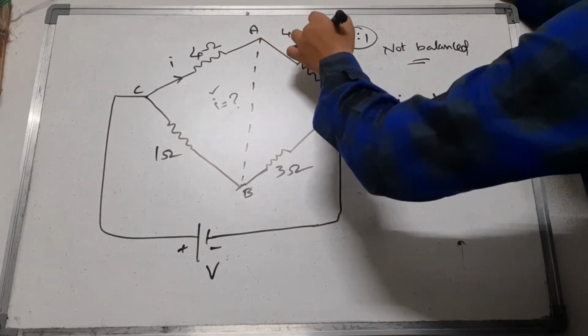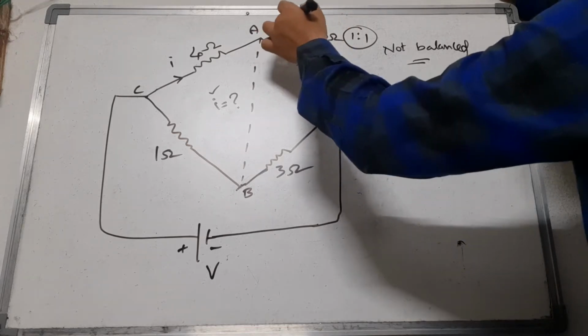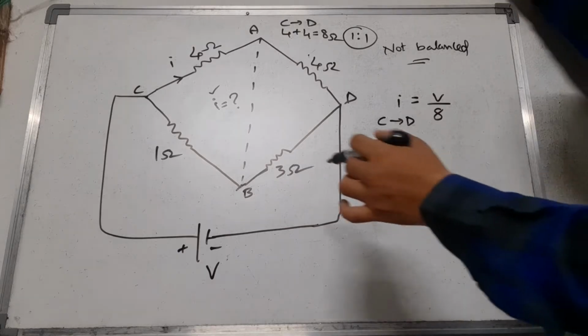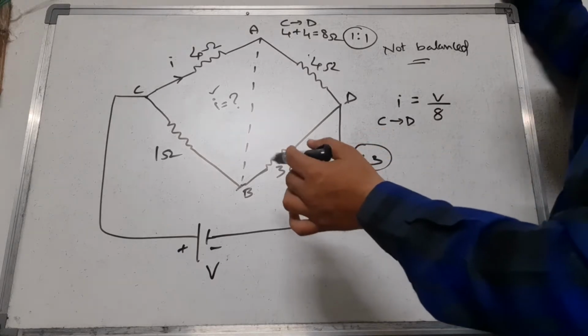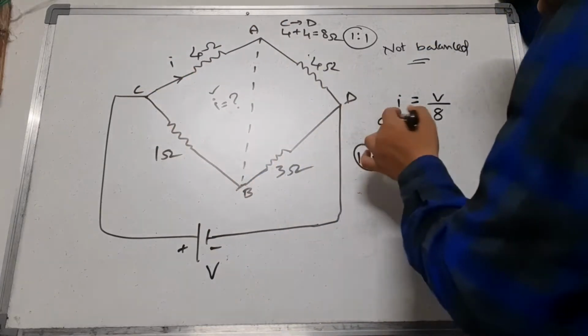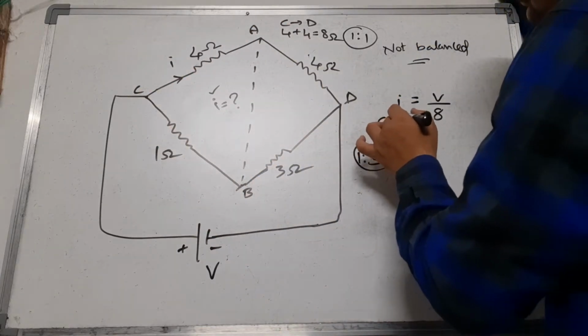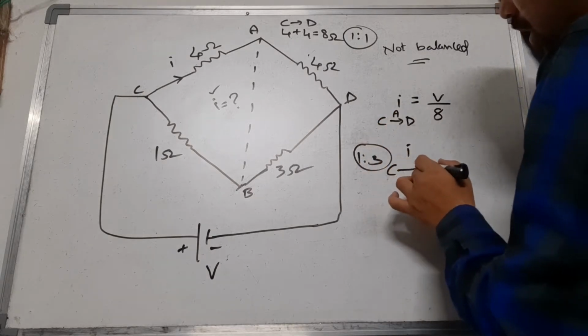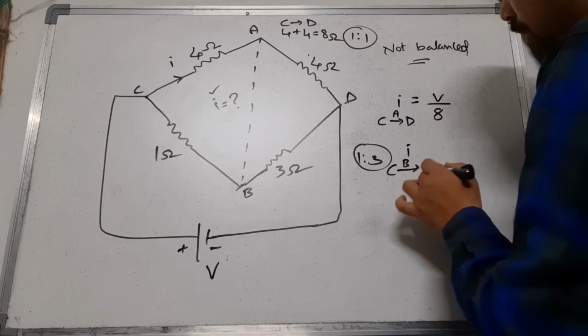4 plus 4 is equal to 8 ohms. That is C to D. The resistance from C to D is 4 plus 4, 8 ohms. Similarly, I want to calculate the current flowing from C to D in this direction, that is the C to D direction via A. Next, similarly, I want to find out the current flowing through C to D via B.